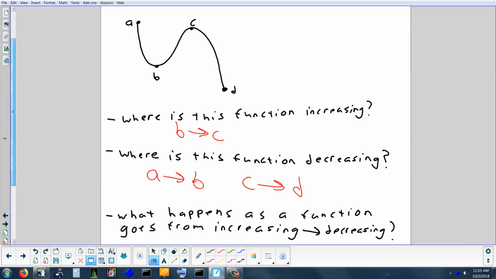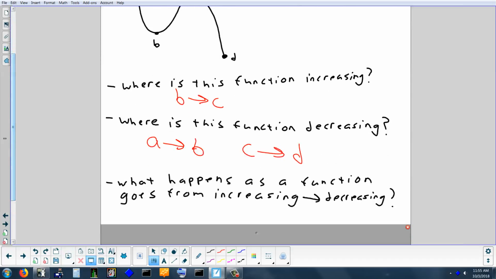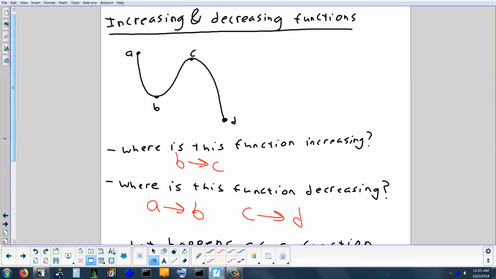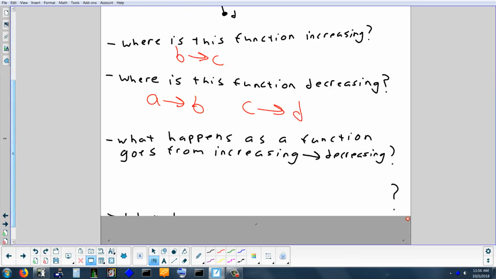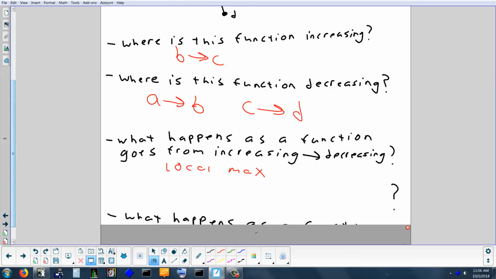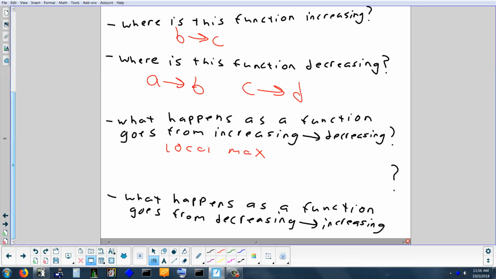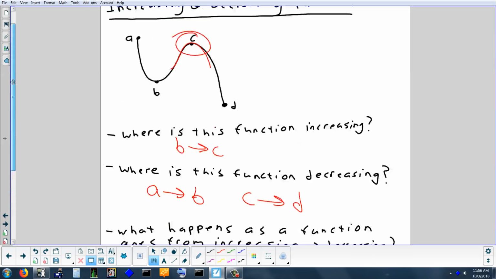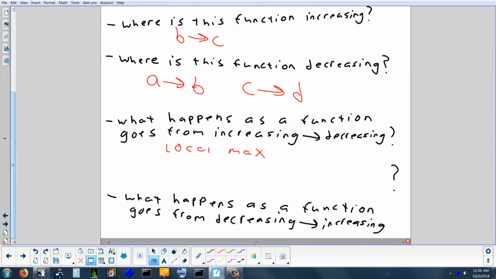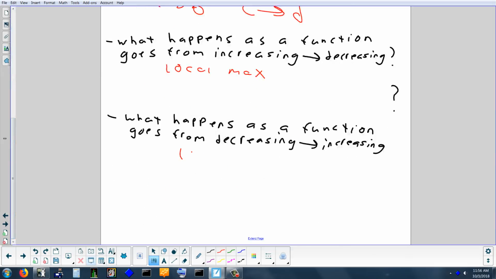So if you look at it, look at what happens as you go from increasing to decreasing. Anywhere. You're increasing, all of a sudden you switch to decreasing. What do we call that point right there? We just went over that. That's a local maximum, yes. Anytime a graph goes from up to down, you get a local max. What about as a graph goes from down to up? Down to up, you get a local minimum. Yep. So you get a local minimum.